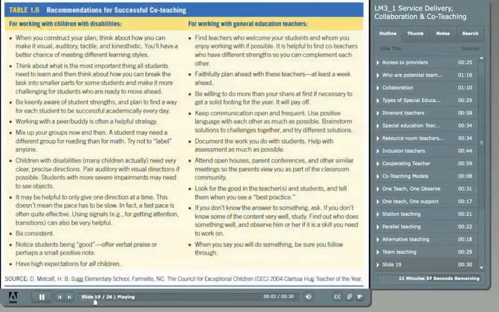Listed on this slide are several excellent recommendations for successful co-teaching. Co-teaching is becoming a more and more common role for the special educator, and it changes the life of the special educator as well as the general education classroom teacher. The co-teaching role is something that, whether you're a general educator or a special educator, you need to become familiar with and embrace. Let's watch a short clip on co-teaching.